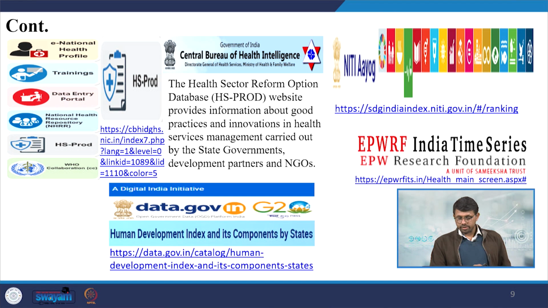So, further we will also suggest you follow some other institutional databases, including the time series data from EPW, the Economic and Political Weekly Research Foundation. It has different components of health information. Also, we will suggest you refer to the SDG India Index, part of the Niti Aayog, and I think you can just click on this.